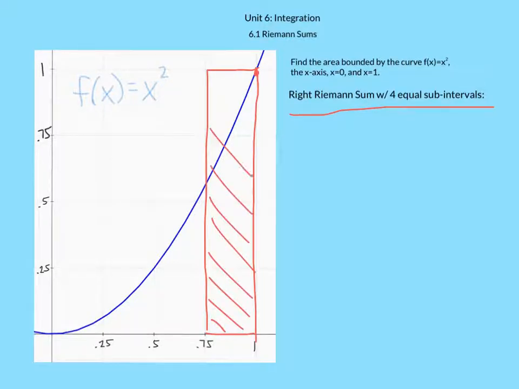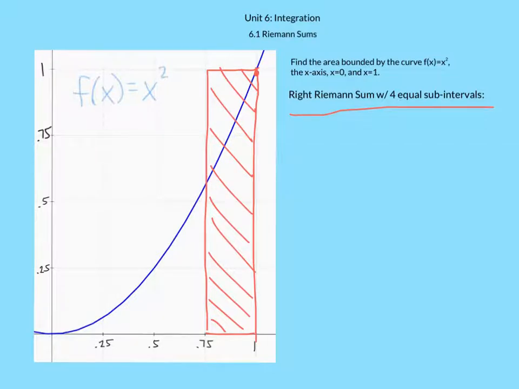I'm starting from the right, and so my height is going to be determined out of this base length here. My height's going to be determined by the rightmost x value. My height is 1. How do I know that height? Well, I know that height because the height is my y value on this curve. My y value here, when I plug in x is 1 into my function, my height is 1.